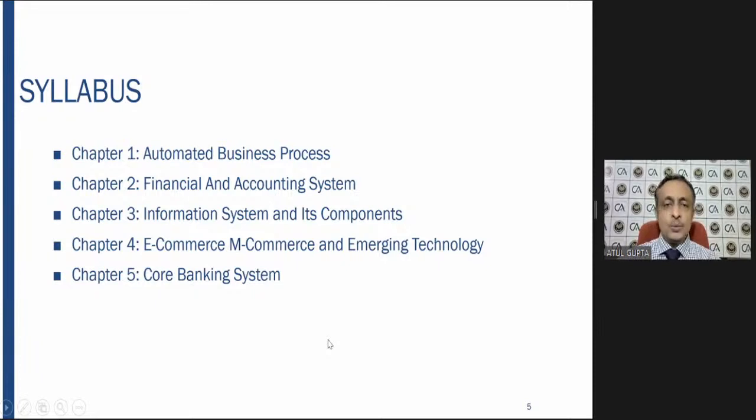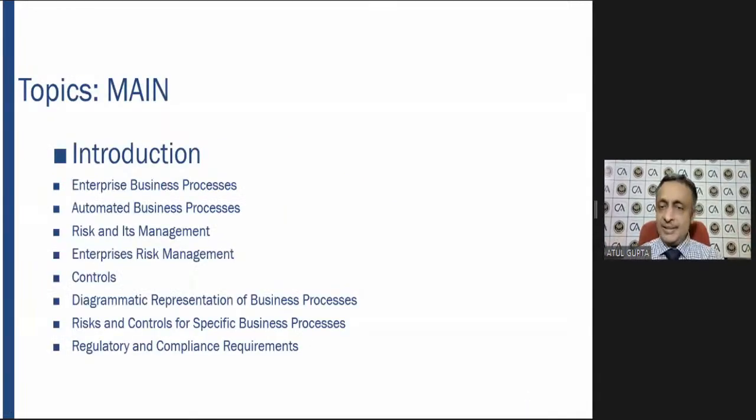So let us start with chapter 1, that is automated business processes. Now, what is this chapter about? We'll be talking about these headings: enterprise information, business process automation, business processes, automated processes, risk and its management, enterprise risk management, controls, then diagrammatic representation that we all understand as flowcharts, risk and controls for specific business processes, and regulatory and compliance requirements.